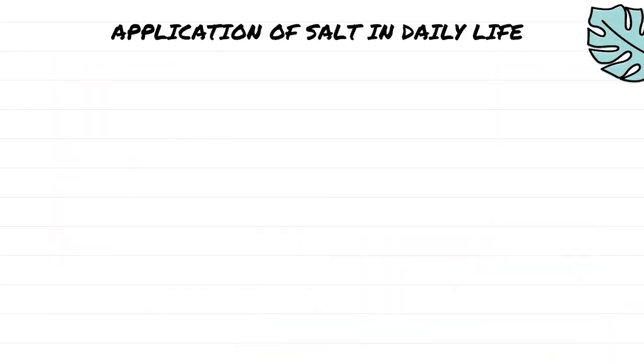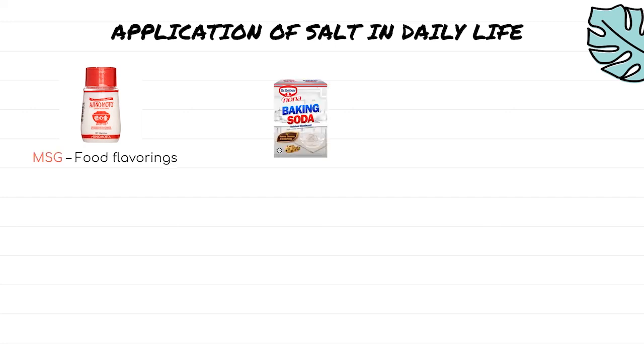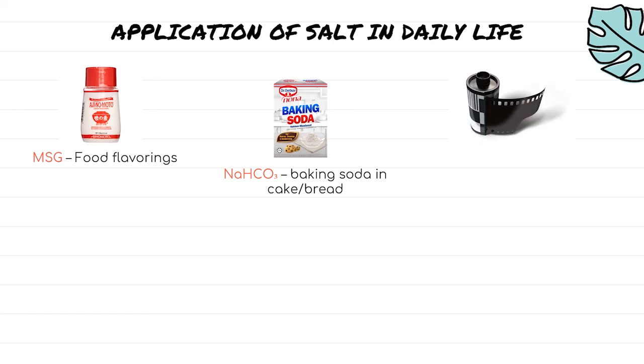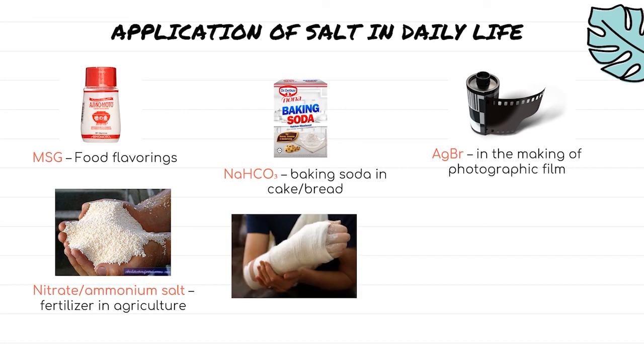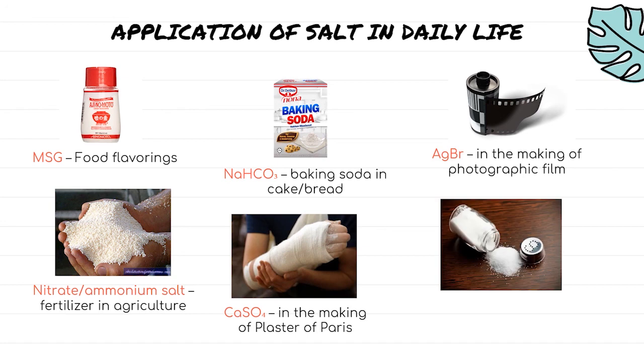Next, we are going to look at the application of salt in daily life. We have MSG, used for food flavoring. We have baking soda, used to make cake or bread. We have argentum bromide in the making of film. We have ammonium salt used in fertilizer. We have calcium sulfate in the making of plaster. And last but not least is table salt, which is sodium chloride.